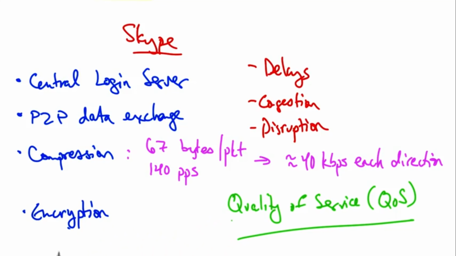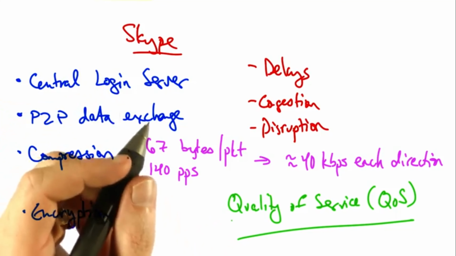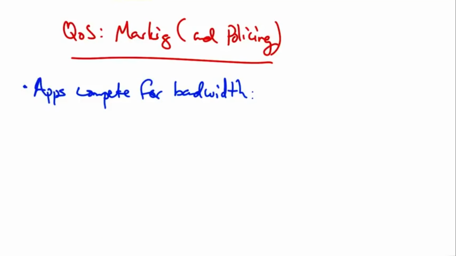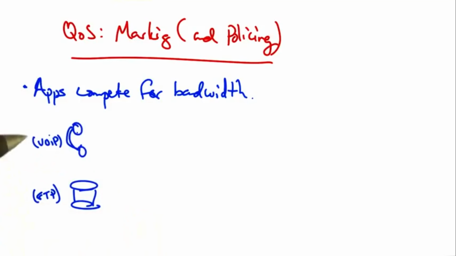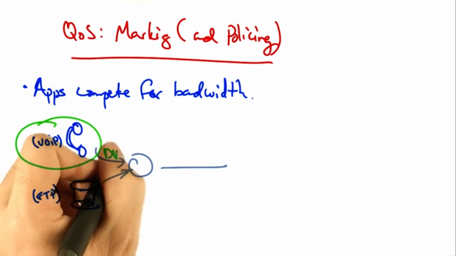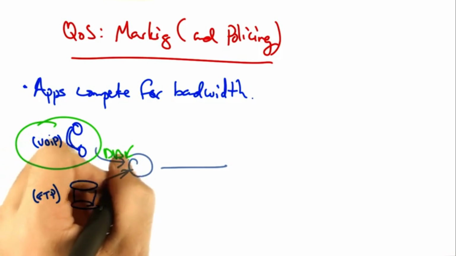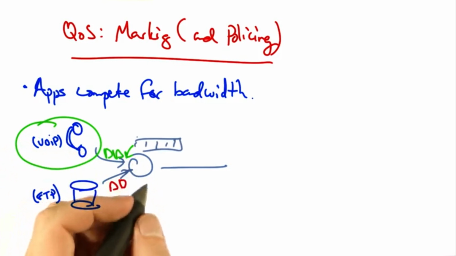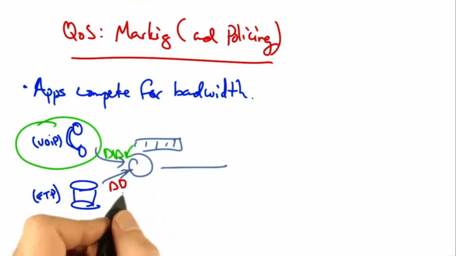Let's first take a look at marking and policing of traffic sending rates. So we know from before that applications compete for bandwidth. Consider a voice-over IP application and a file transfer application that want to share a common network link. In this case, we'd like the audio packets to receive priority over the file transfer packets, since the user's experience can be significantly degraded by lost or delayed audio packets. In this case, we want to mark the audio packets as they arrive at the router so that they receive a higher priority than the file transfer packets.